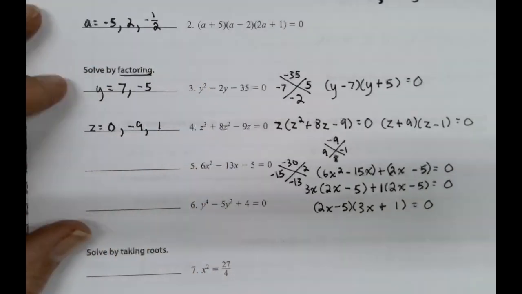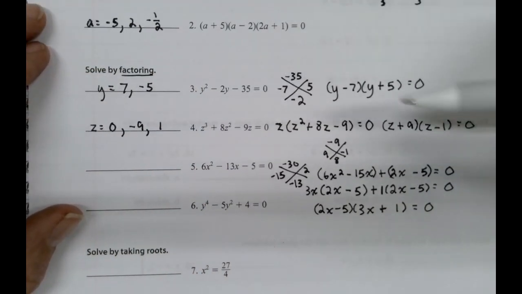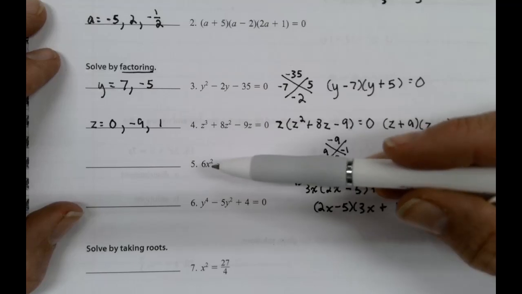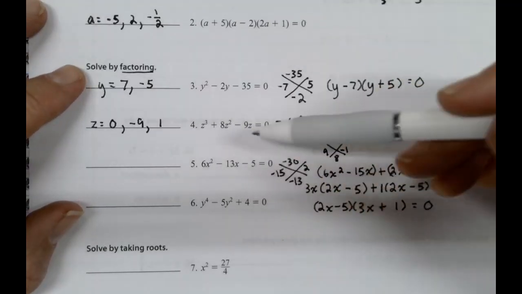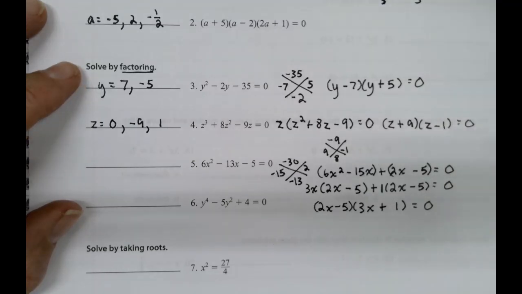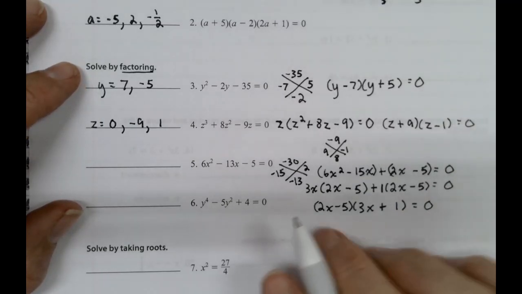Now, when you have a leading coefficient that's not 1, I actually would not solve by factoring. I would use the quadratic formula, but it's still good, I guess, to know how to do it. That's how you would do it.